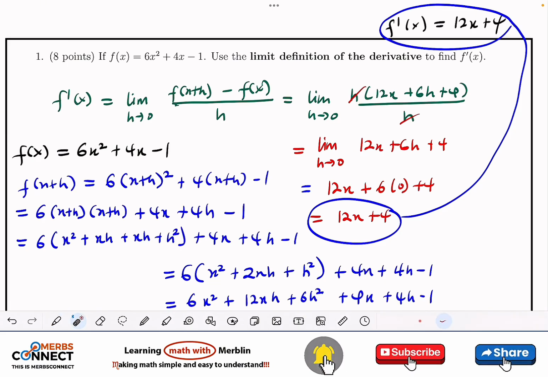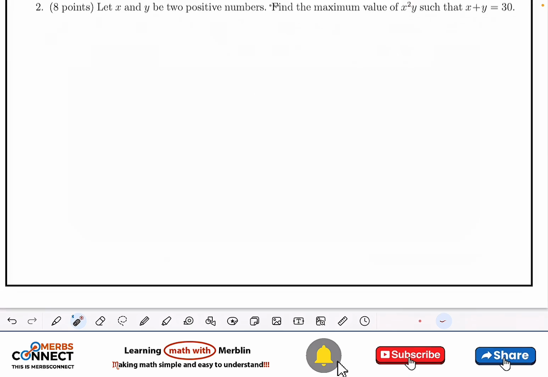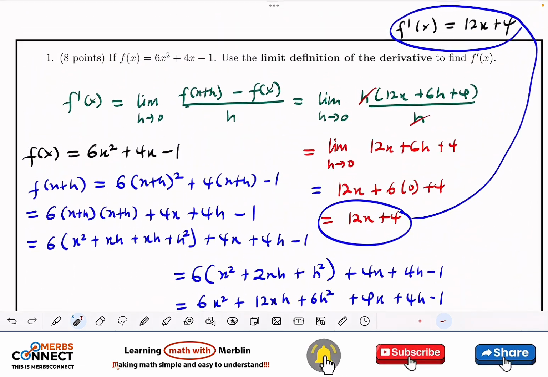So this helps us to confirm that, okay, what we did is indeed true. So anytime you want to do the limit definition, if the function is a polynomial like this, it's good for you to just do the differentiation, put it somewhere, and then when you are done, you just confirm with this one. Right, so that is just the limit definition.